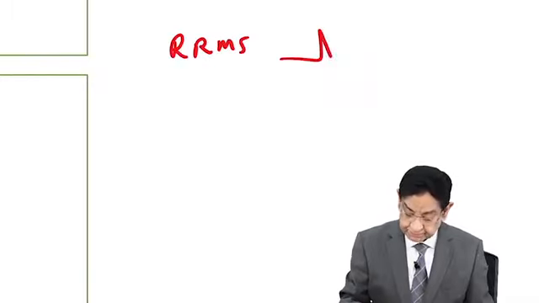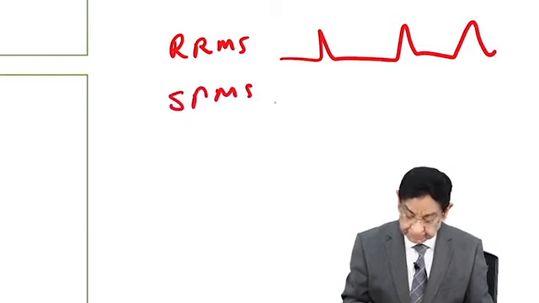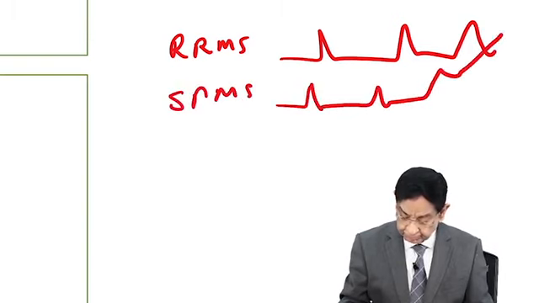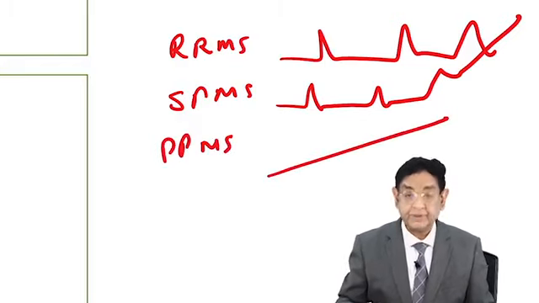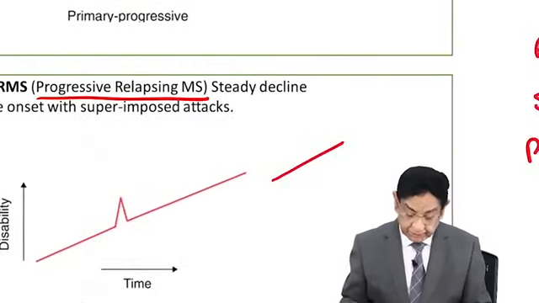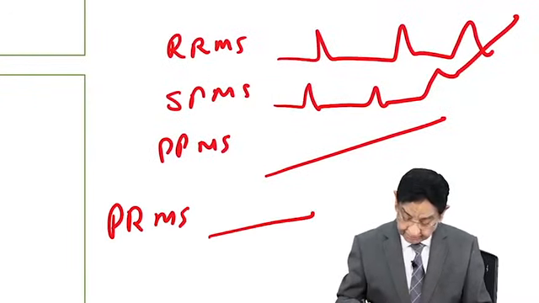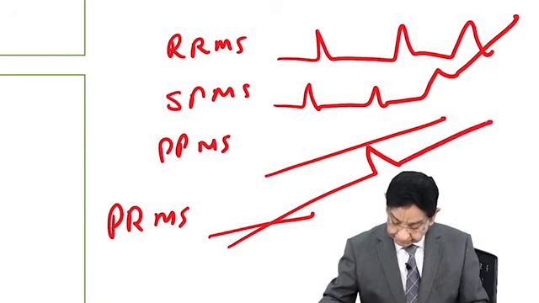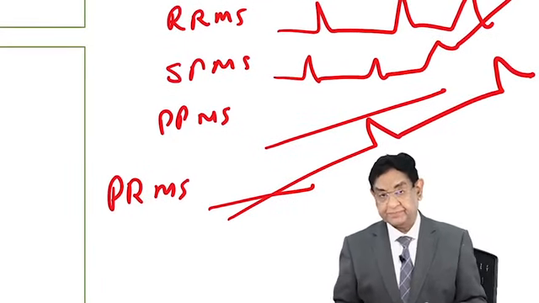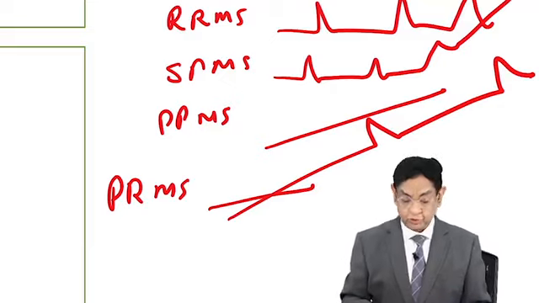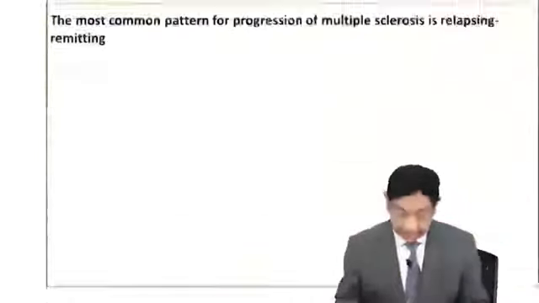So friends, a quick recap. RRMS. Then secondary progressive. Primary progressive. And finally, you get progressive relapsing. So all the four types you can see in a single frame. Got it? This is the course of the disease. With this background, now we come back to our answer.